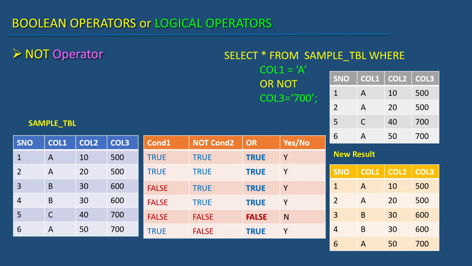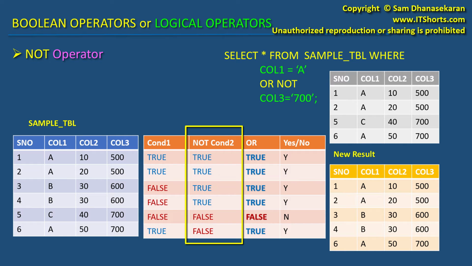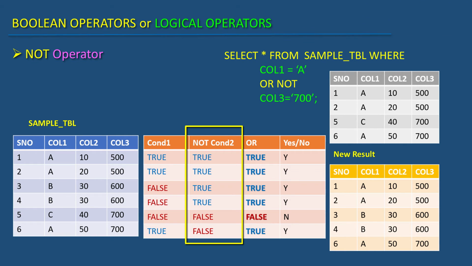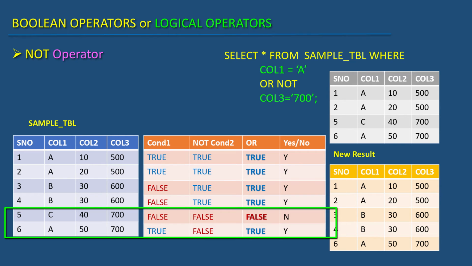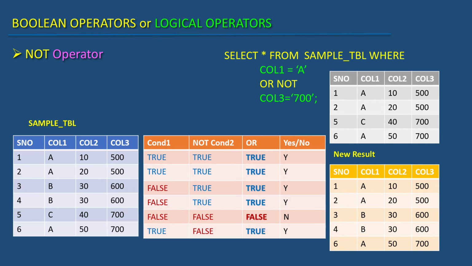So, for the not condition 2, the call 3 rows with any value other than 700 will test true. The rows with value 700 will test false. So, the output will be something like this.